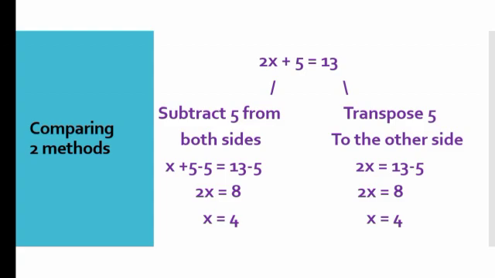The transpose method gets to the answer a bit faster. The equation is 2x plus 5 is equal to 13. Now we are going to solve this equation using the transpose method. Transpose 5 to the other side, so it becomes negative 5. So 2x equal to 13 minus 5, and 2x equal to 8. We transpose 2 to the other side. We get x equal to 4. If you look closely, both methods are actually the same, just that the transpose method saves you time.